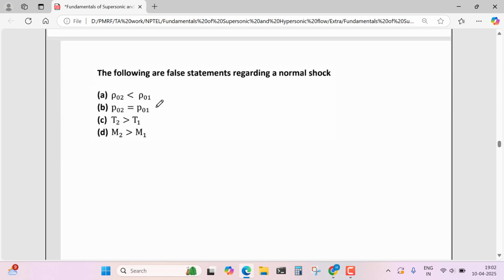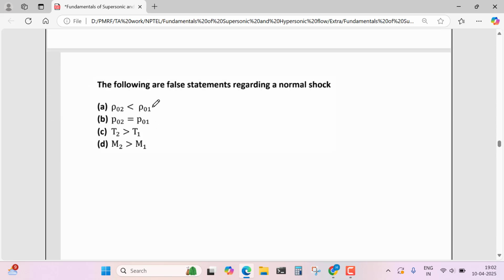Let's see the next problem. The following are the false statements regarding the normal shock. Option A, rho naught 2 is less than rho naught 1. Option B, P naught 2 equal to P naught 1. Option C, T2 is greater than T1. Option D, M2 is greater than M1.